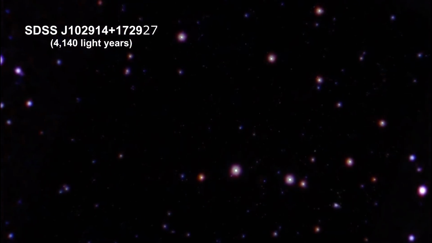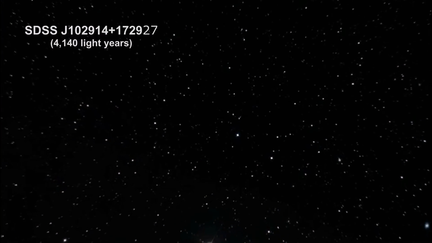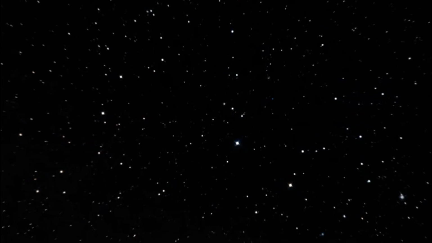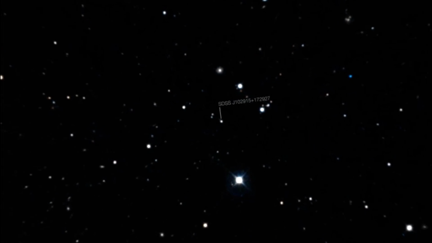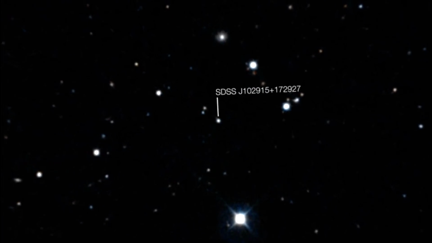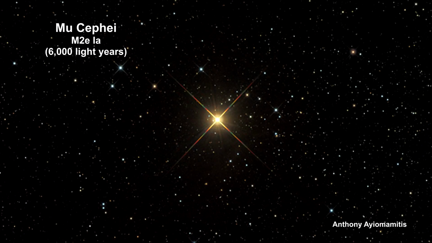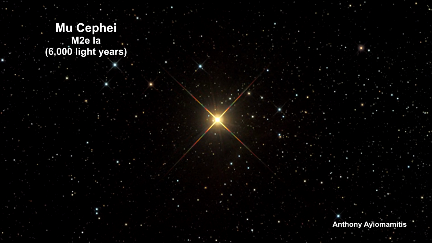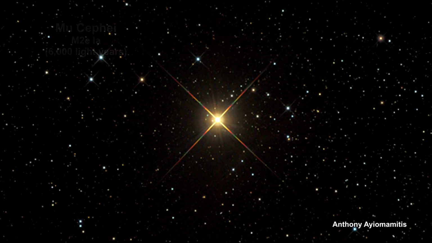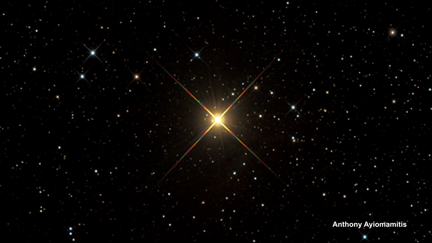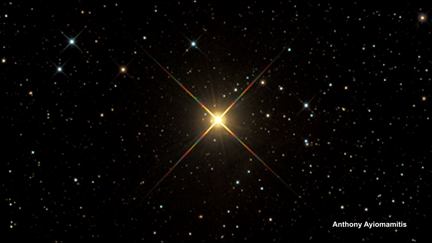This star is very faint. It is made of almost purely hydrogen and helium, with only extremely small amounts of heavier elements. We estimate that the star is probably more than 13 billion years old. That would make it one of the oldest stars in the universe. Mu Cephei is a red supergiant star. In fact, it is one of the largest and most luminous stars known in the Milky Way. This star could fit 1 billion suns into its volume.